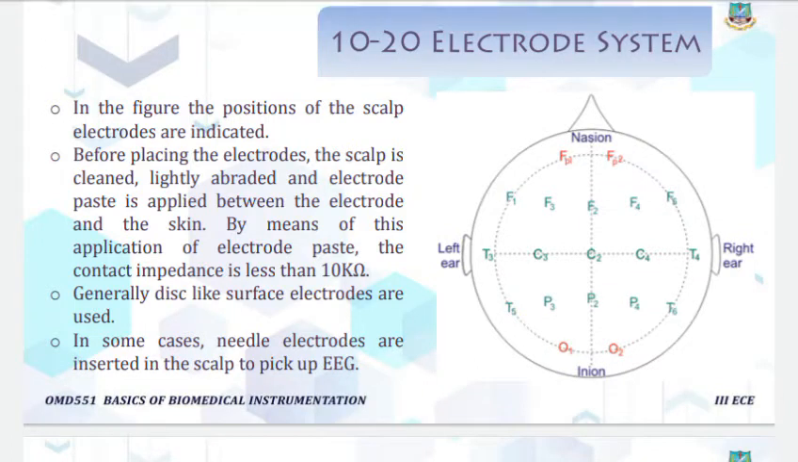Have you understood? Similarly, on the opposite side, nasion, right ear and inion, we are placing the next electrodes, that is O2, T6, T4, F8 and FP2. Have you understood these points?